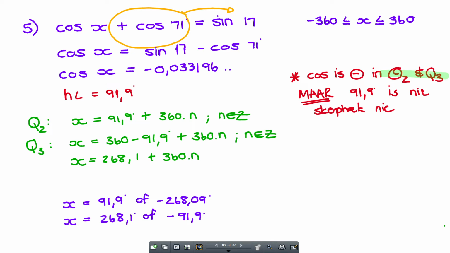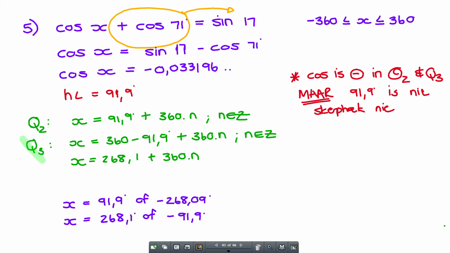Okay, but I'm not going to use, quadrant 2 is usually 180 minus, nee. But because that help angle is bigger than 90, think of 91,9 would already be in the second quadrant, right? So you will see that I talk about quadrant 2, but I don't say 180 minus, I just say 91,9 because it already places me in the second quadrant. Nee. Okay, dan. Die volgende enetjie, cos is ook negatief in kwadrant 3.